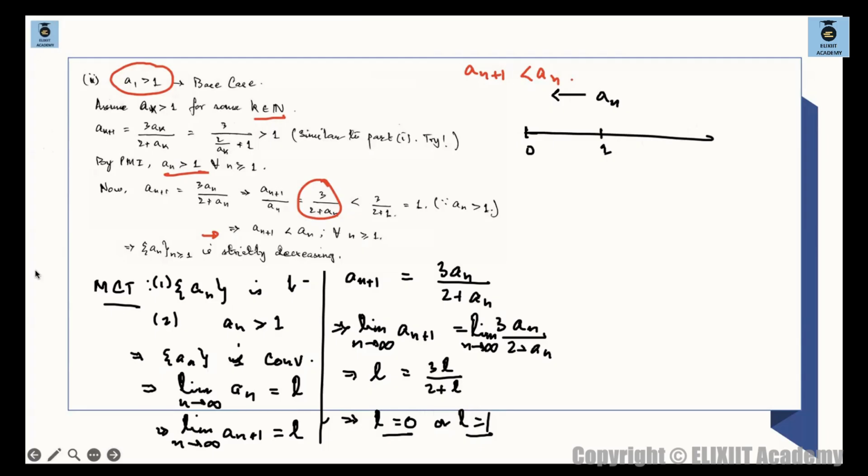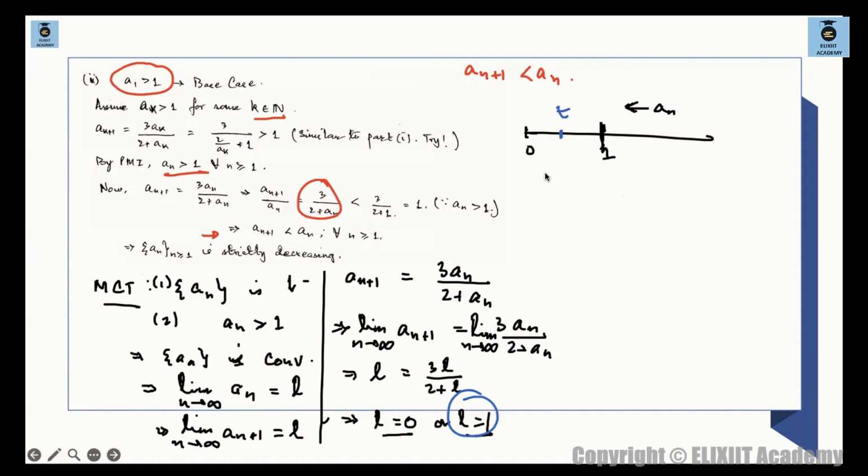The sequence a_n is decreasing and is bounded below by 1. Got it? Sequence is bounded below by 1. Now the thing is, suppose if I take any quantity over here, let's say for any real number somewhere over here, you just need to prove that the limiting value is basically 1 and not 0. 1 and not 0.